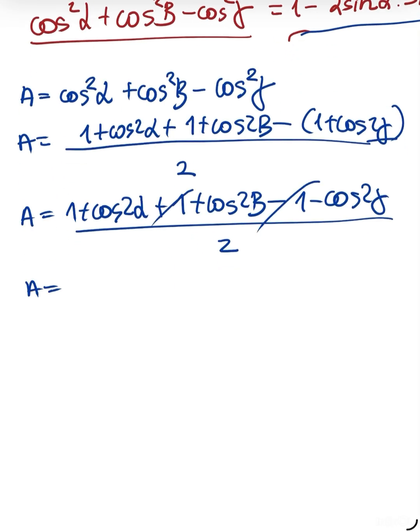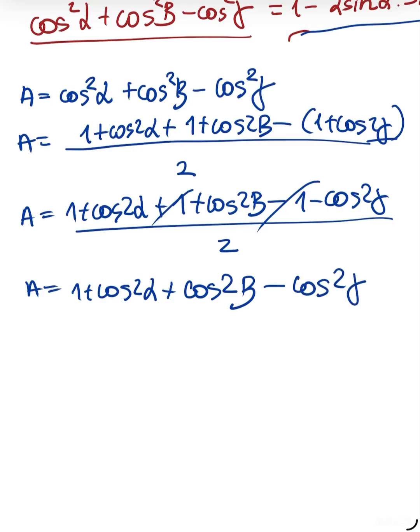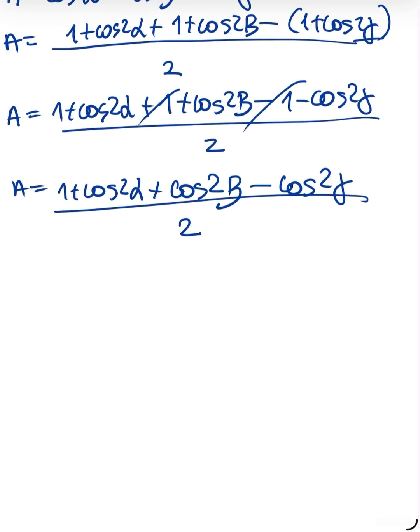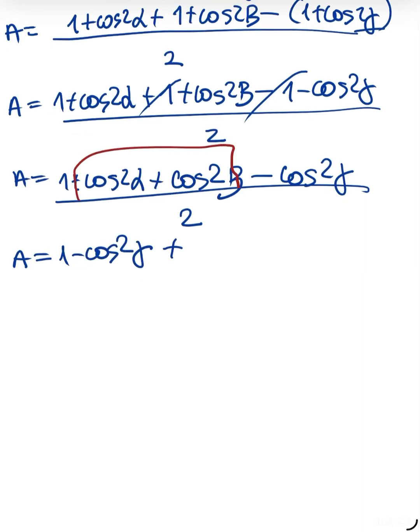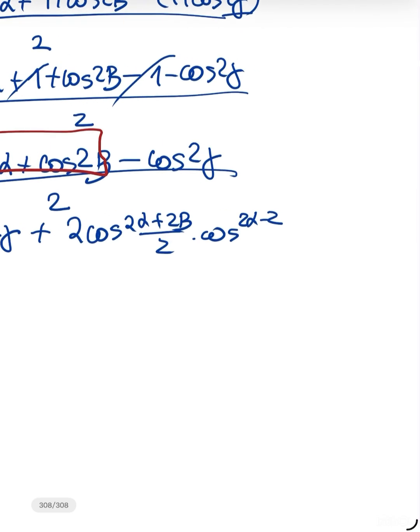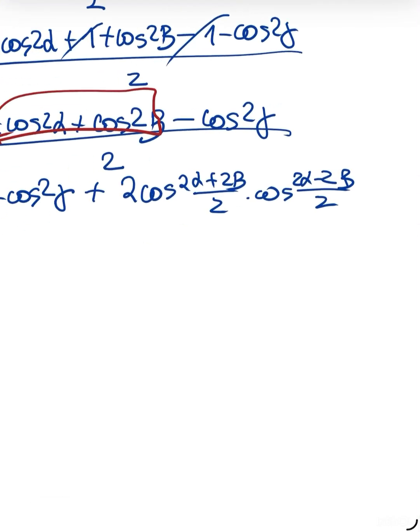Now these two ones cancel out and we're having 1 plus cosine alpha, not square, plus cosine 2 times beta. They're not square, they're double angles divided by 2. Now we're having 1 minus cosine 2 times gamma plus, this is the formula for sum of trigonometric functions, so we're just substituting 2 times cosine 2 alpha plus 2 beta divided by 2 times cosine 2 alpha minus 2 beta divided by 2.